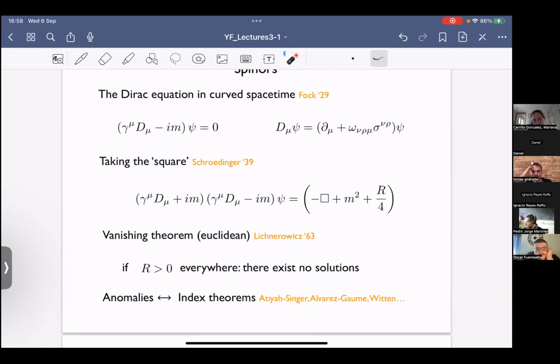And more in general, there's the bigger picture of the fact that anomalies are very well known to be related to index theorems and topology. So it seems that this is where the calculation is leading. I think it's a very interesting area, and I'll just leave that as a final thought for today.